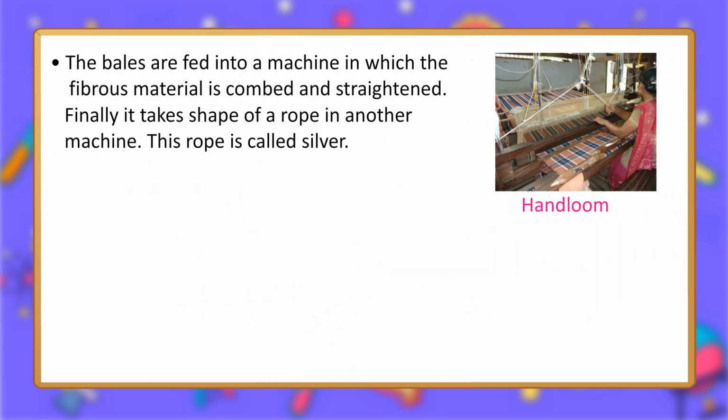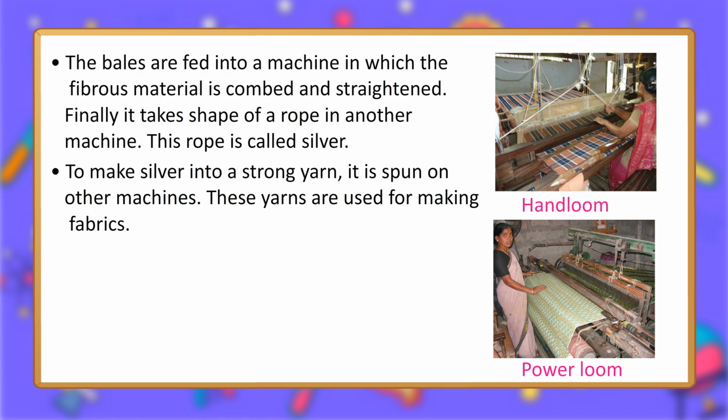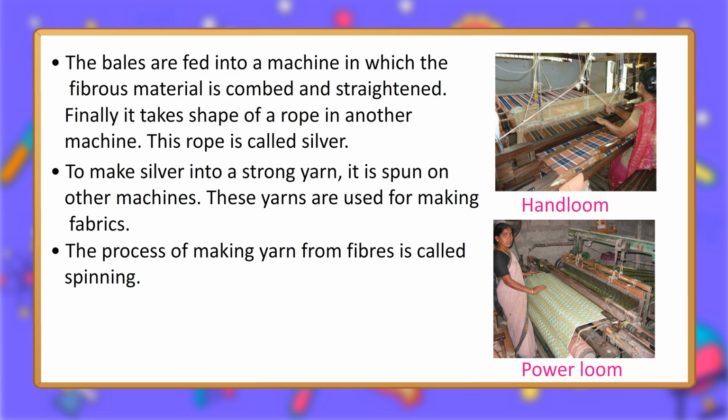The bales are fed into a machine in which the fibrous material is combed and straightened. Finally, it takes the shape of a rope in another machine. This rope is called sliver. To make sliver into a strong yarn, it is spun on other machines. These yarns are used for making fabrics. The process of making yarn from fibers is called spinning.